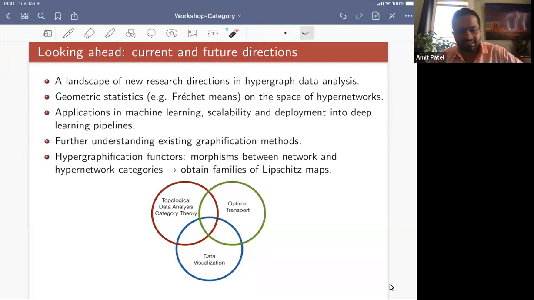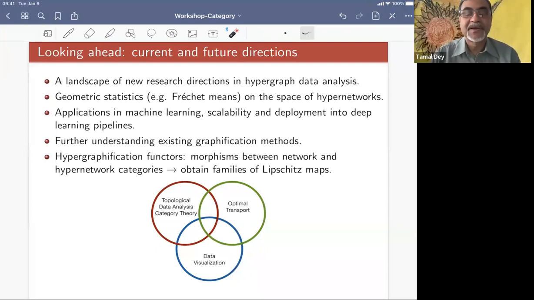Any questions for Bei? Oh, there are many questions. Tamal? Oh, hi, Bei.